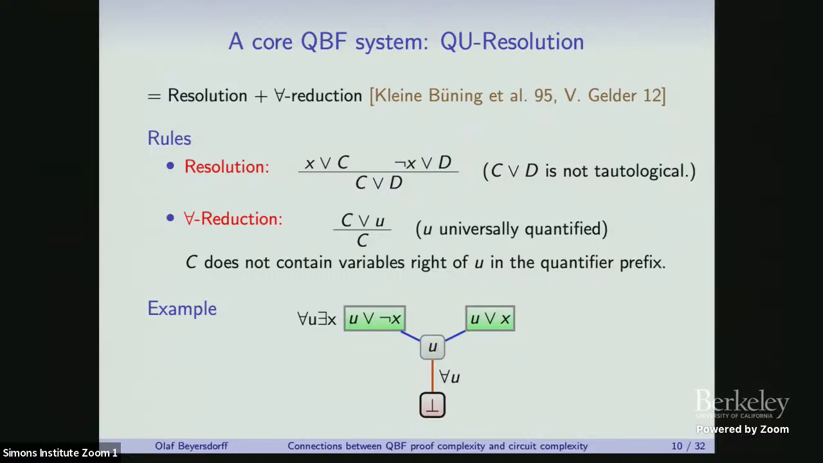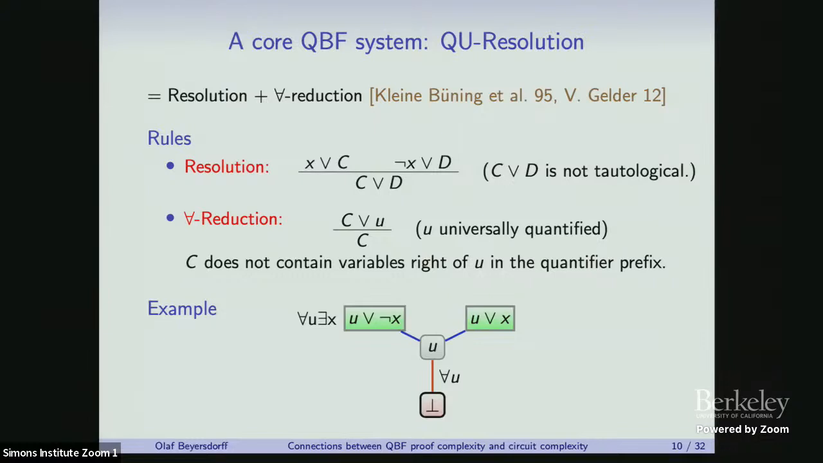So this is the classical resolution rule, and we couple this with a new rule that can eliminate some universal variables. You've got a clause here containing a universal literal U, and you can drop U and simplify this to C, provided that C does not contain variables right of U in the quantifier prefix. In other words, nothing in this clause C depends on U. All the variables in C come left of U. If you look at the game semantics, you can immediately convince yourself that this is sound, because the universal player, once he reaches his turn to set U to a value, would in this case obviously set U to 0. And that means dropping the U.